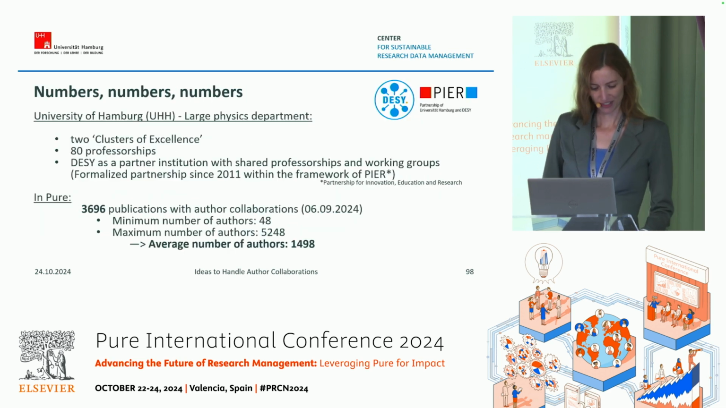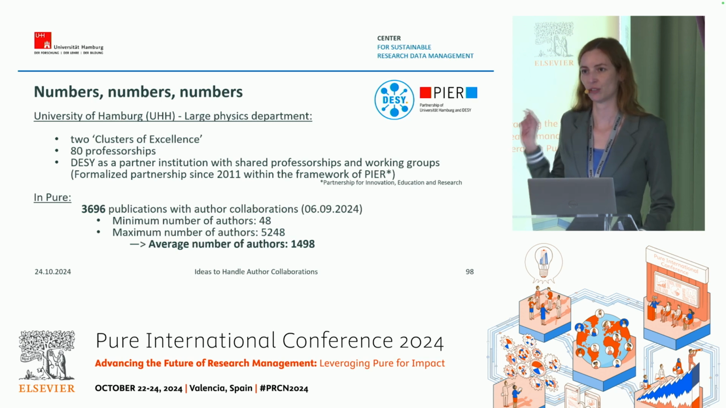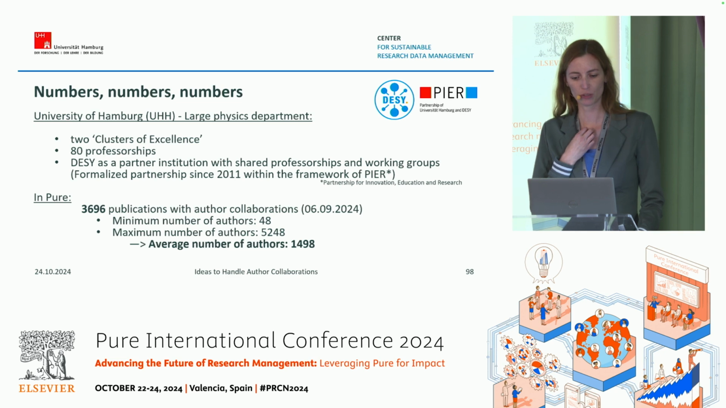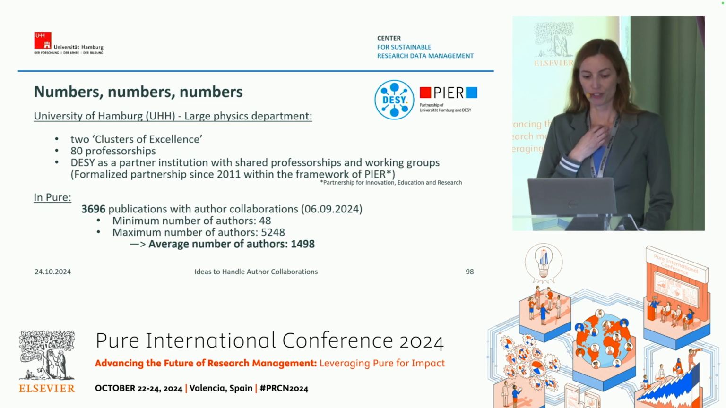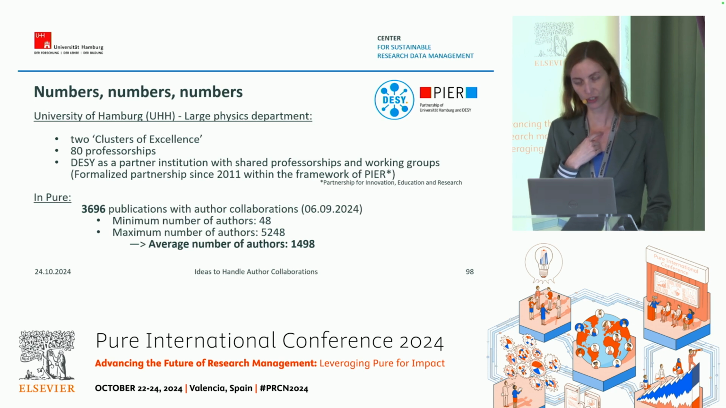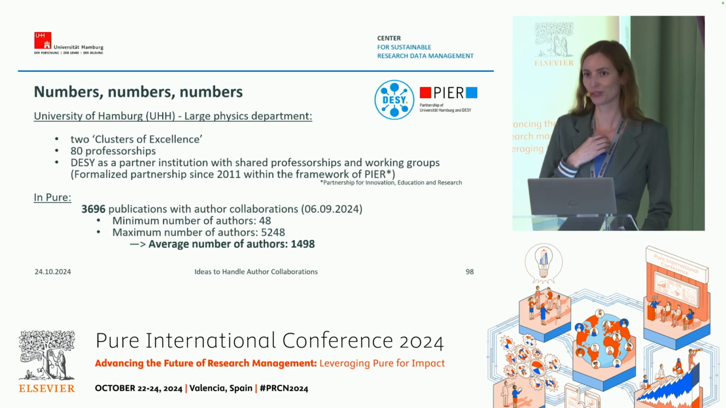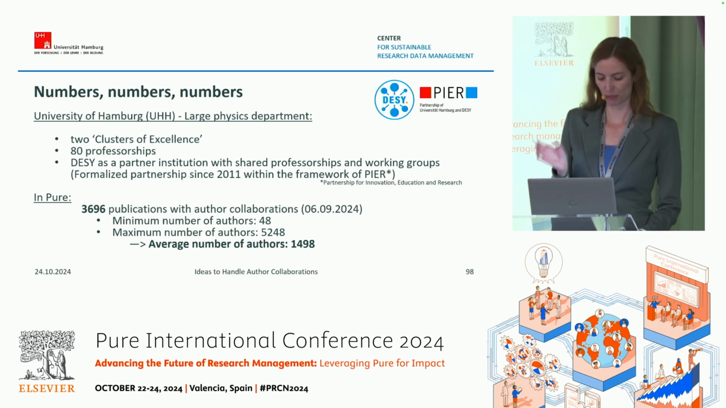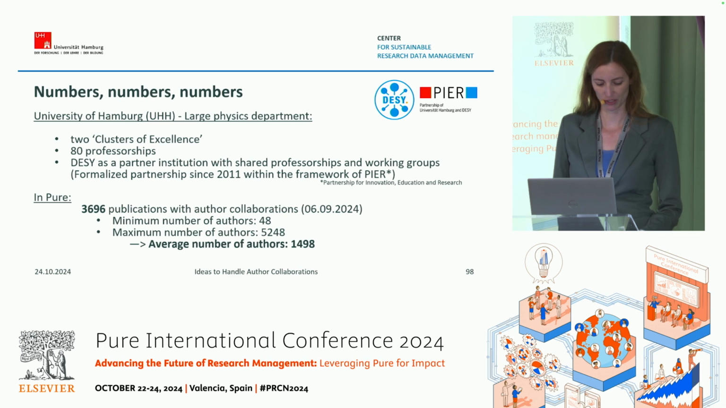Speaking of numbers, to get an impression of our university, especially the physics department, because we have most of the author collaborations, publications with author collaborations are from the physics department. In our physics department, we have 2 clusters of excellence, very big projects with a lot of researchers, and 80 professorships. We have DESY as a partner institution, the German electron synchrotron. They do collider and laser experiments, and also have shared professorships and working groups with our university.